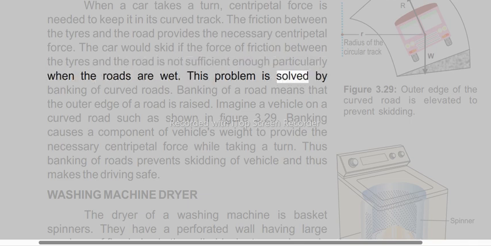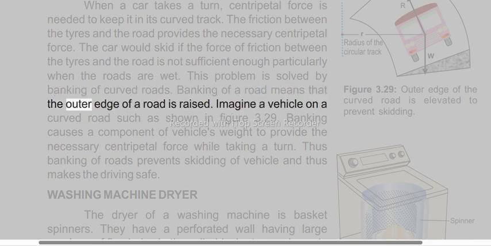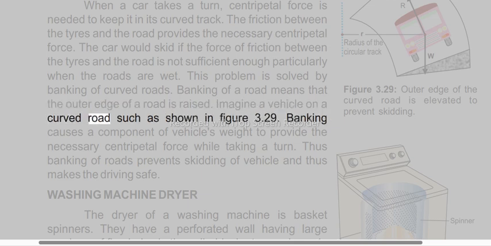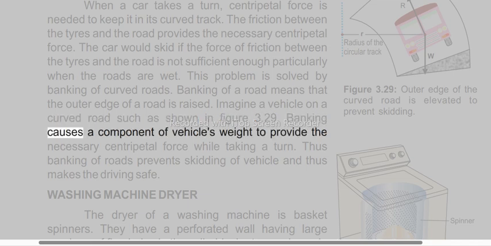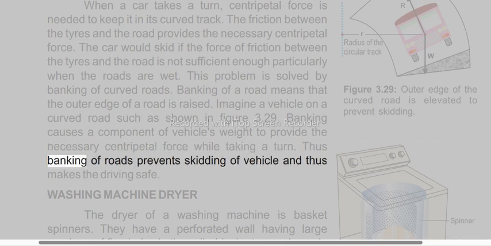This problem is solved by banking of curved roads. Banking of a road means that the outer edge of the road is raised. Imagine a vehicle on a curved road such as shown in figure 3.29. Banking causes a component of the vehicle's weight to provide the necessary centripetal force while taking a turn. Thus banking of roads prevents skidding of vehicles and thus makes driving safe.